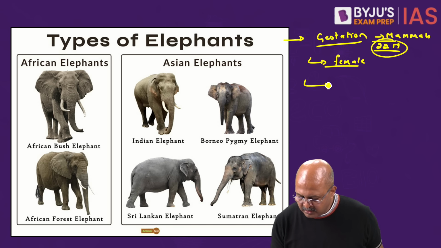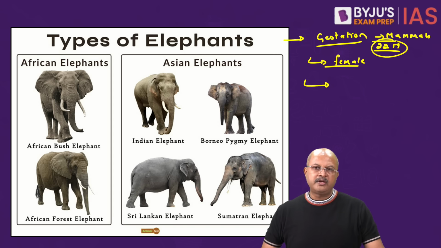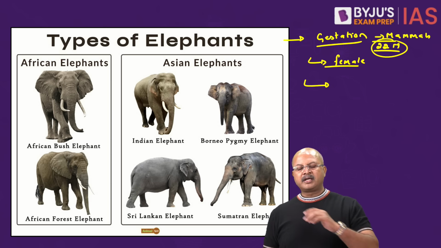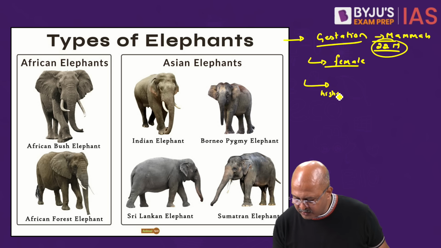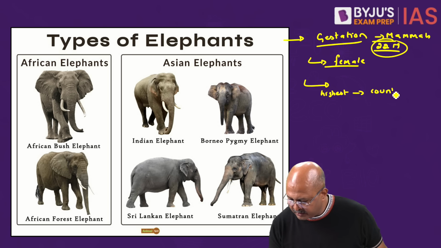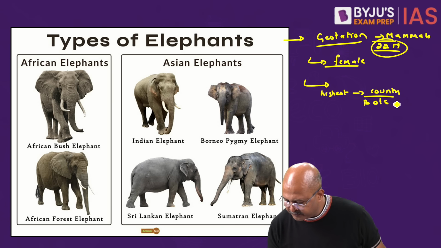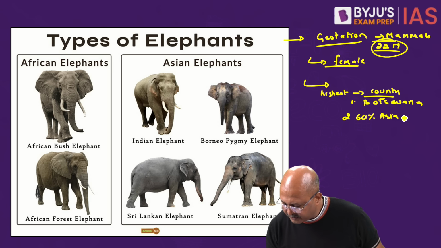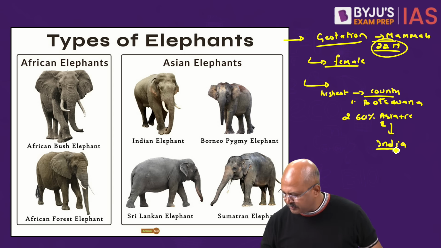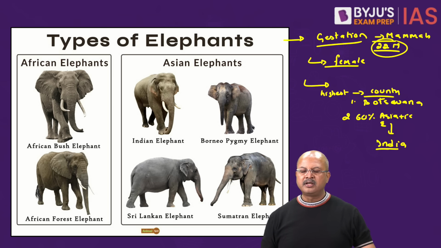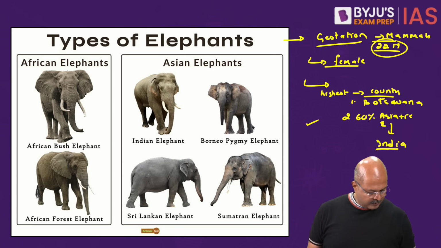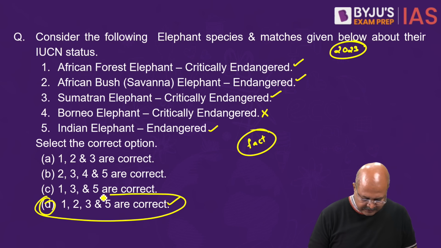Now, the recent data about the concentration of the elephant population in the world: the highest concentration of elephants in one country is Botswana of Africa. Right. And 60% of Asiatic elephants are in India. 60% of Asiatic elephants are there in Asia. Right. So sometimes they may ask statements with reference to these. Right. So here D is the correct answer.